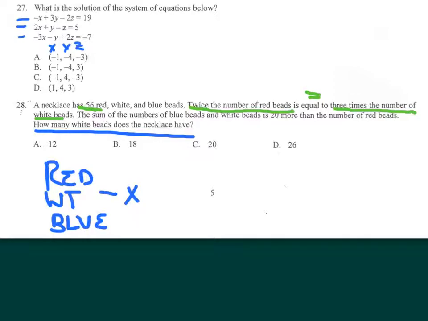Now we work backwards, and where it says 3 times the number of white beads, and it says then twice the number of reds, and then the blue beads and white beads are 20 more than the red. So you just got to start piecing things together to try to get it all equal to 56. Take some time on this problem to get it to set up.